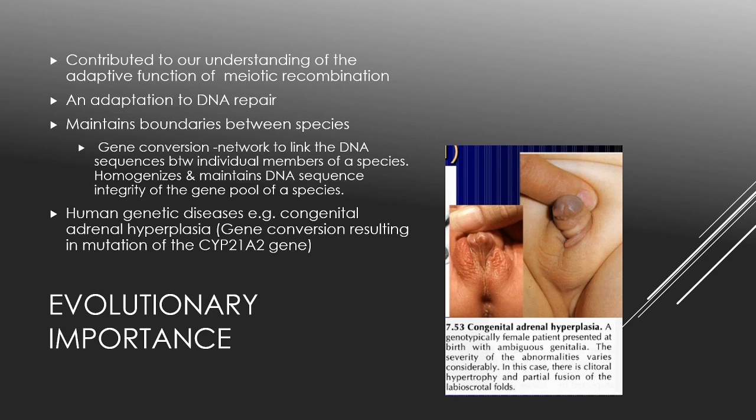And so this female patient, genotypically female, presents at birth with ambiguous genitalia, meaning that her genitals are neither female or male. So you have a vagina and then there's a penis going up from the middle. The severity of the abnormalities varies considerably. In this case, the clitoral hypertrophy means that the clitoris becomes too big, and partial fusion of the labioscrotal folds means that the lips of the vagina are closing. The end.